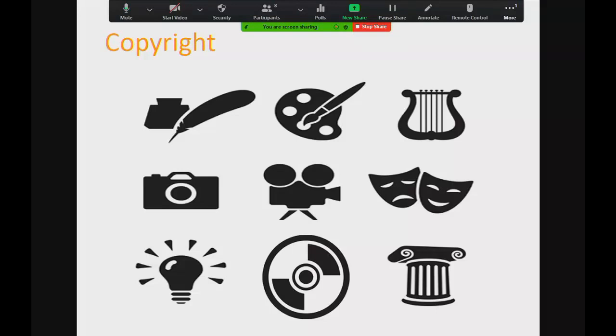Some countries you can register, but it's more about damages and making sure that if there is copying, the damages are easier to get. The US is one of those countries. But it's an automatic right.